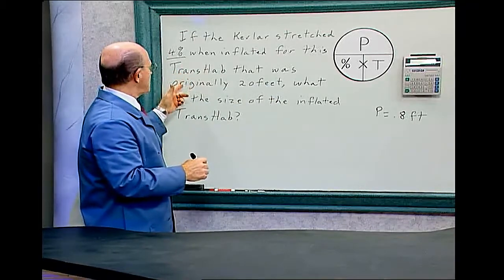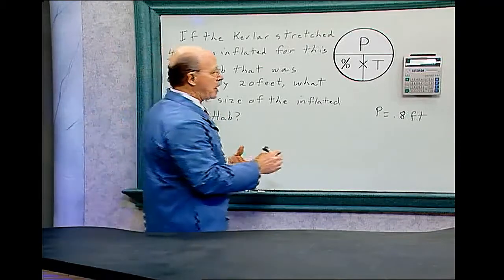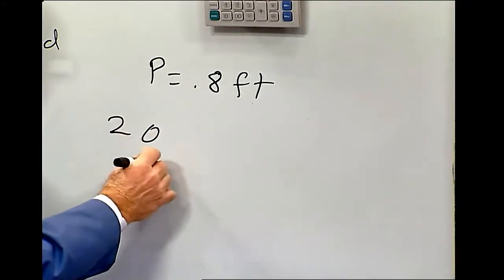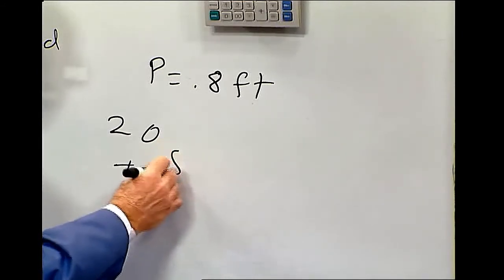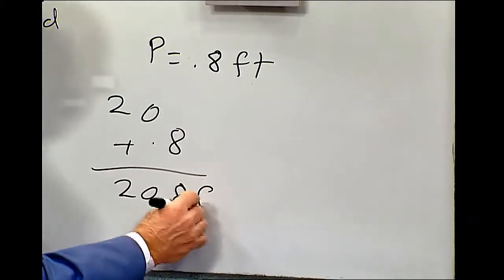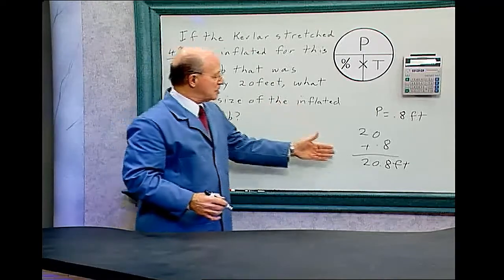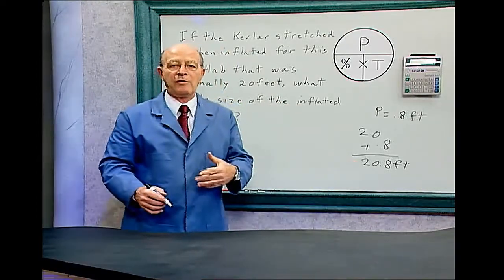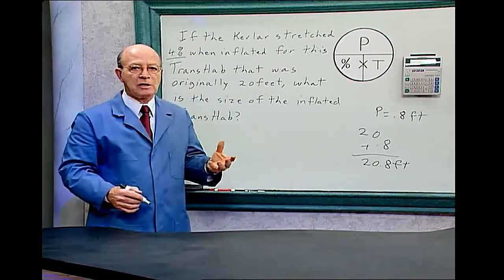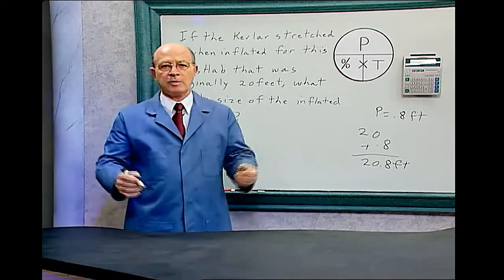But we want to ask, what is the size of the inflated TransHab? So what we have to do is add the 0.8 to the 20, and so the answer would be 20.8 feet. So the inflated TransHab is now 20.8 feet. And again, I want to stress, think, use your logic when you're working with math problems. Let's look at another problem.